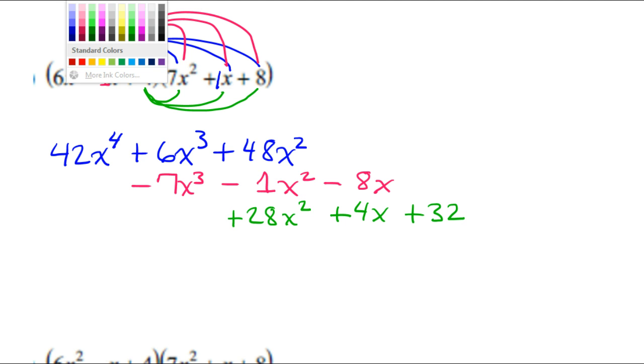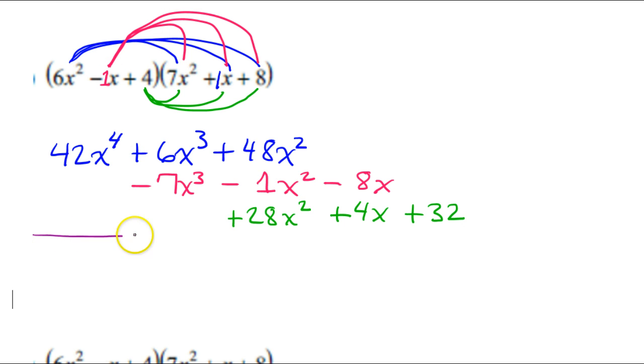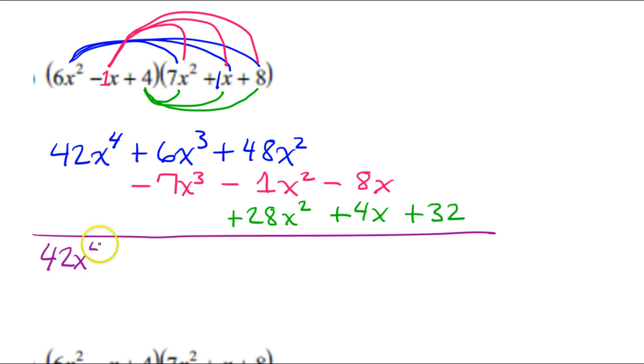Alright, so all I have to do is combine my like terms, and I'm done. So 42x to the 4th power has no like terms, so I will just bring that down. Positive 6 and negative 7, that makes negative 1. This time I won't put the 1 because this is my final answer. So I will just put negative x to the 3rd power.